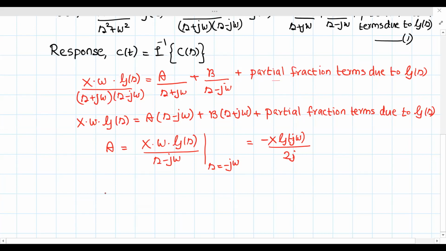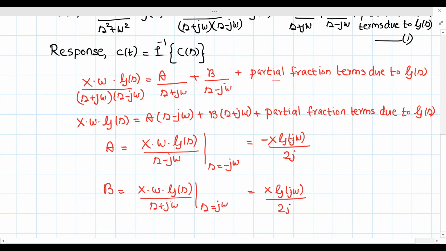Similarly, how will you find B? B will be x into omega into g of s divided by s plus j omega. So now we want to solve for B. If you want to solve for B, the A part must be made equal to 0. So you have to put s equal to j omega. So what will you get? x into g of j omega divided by 2j.